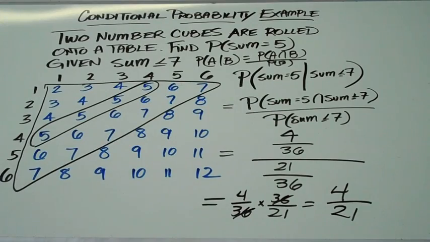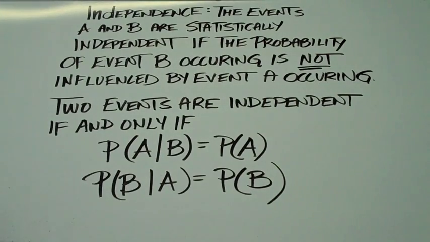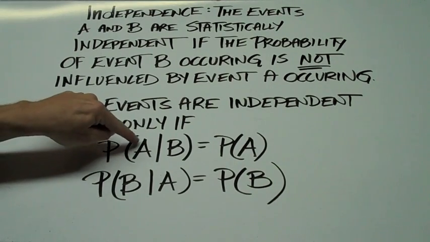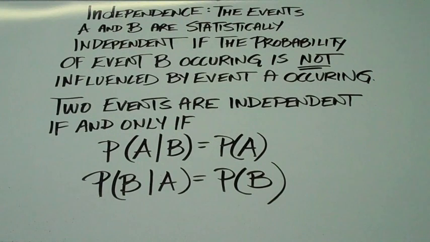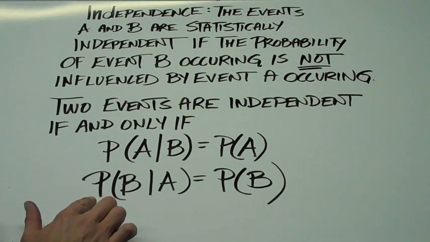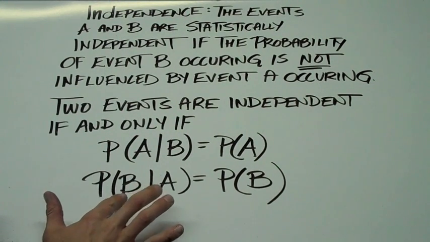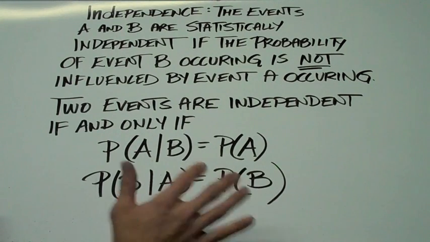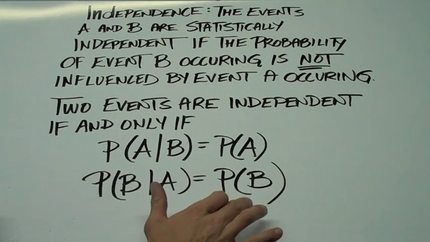Let's talk now about independence. We said that the events A and B are statistically independent if the probability of event B occurring is not influenced by the probability of event A occurring. Two events are independent if and only if the probability of event A given B is equal to the probability of A, and also the probability of event B given event A is equal to the probability of B.